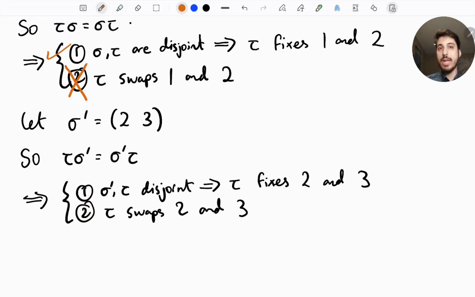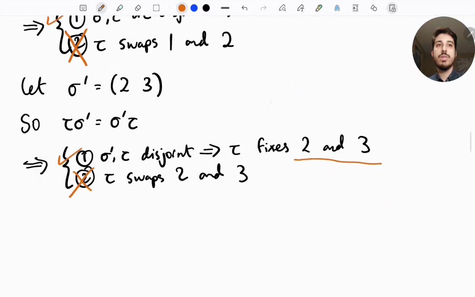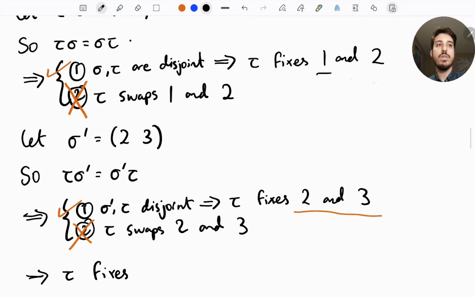Now let us see what happens in that case. If tau fixes 1 and 2, then it cannot swap 2 and 3 because 2 is already fixed. So it eliminates this possibility. And then this leaves us only with the other possibility where tau fixes 2 and 3. So this leaves us with the conclusion that tau fixes 1, 2, and 3.